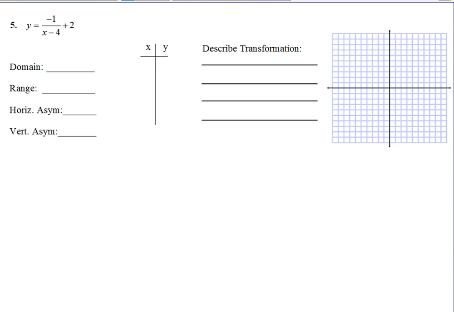All right, again, we're going to do the same process. First idea, let's look at what happens to our transformation. I'm going to start with the transformation. That plus 2 at the end means it's going to go up 2. The minus 4 in the denominator, remember that's part of a grouping, it's going to go right 4.